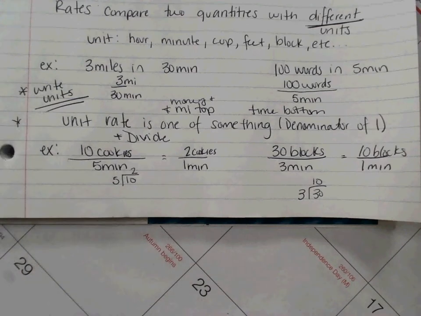So when your parents are driving down the road and they go 60 miles per hour, that's actually a unit rate because they're going 60 miles in 1 hour. So a rate is comparing two different things, and a unit rate is where we have a denominator of 1. You always find that using division. So whenever we talk about ratios, rates, and proportions, remember we are working with division here.